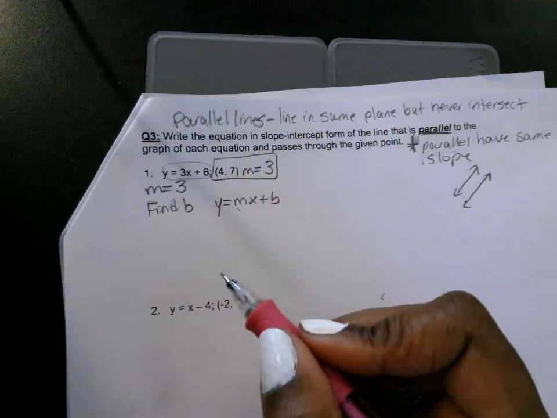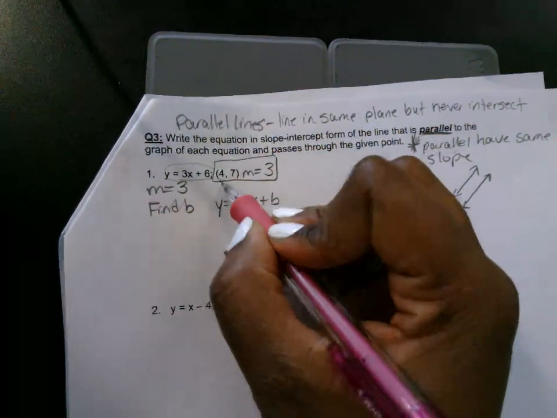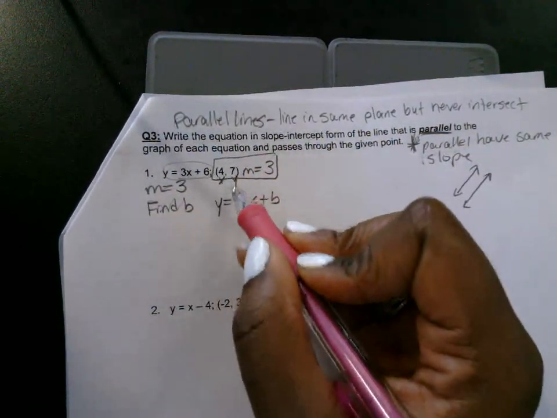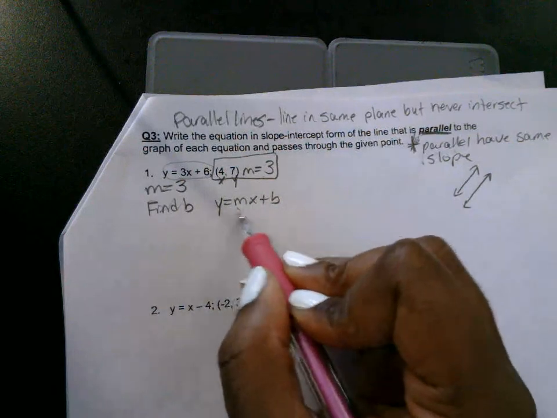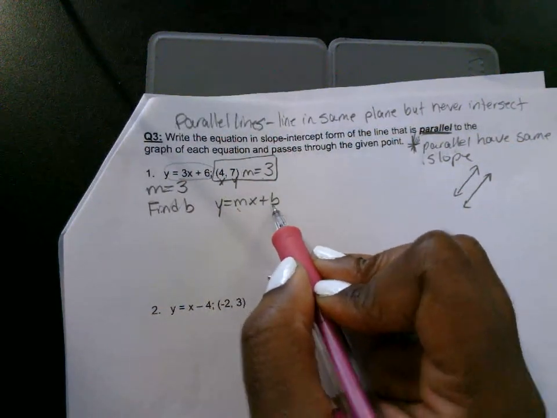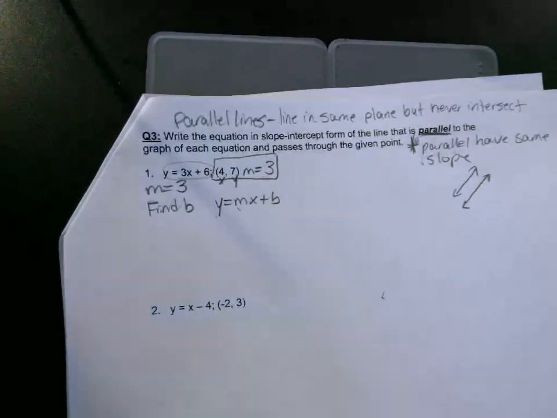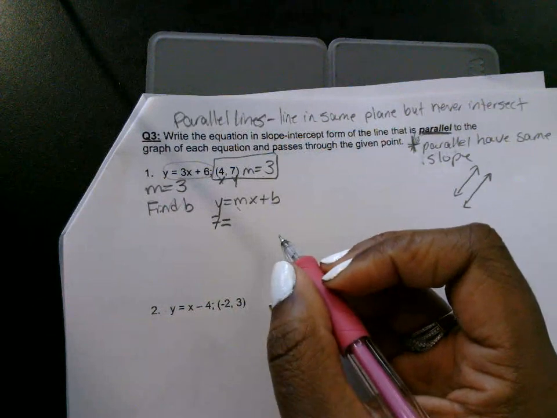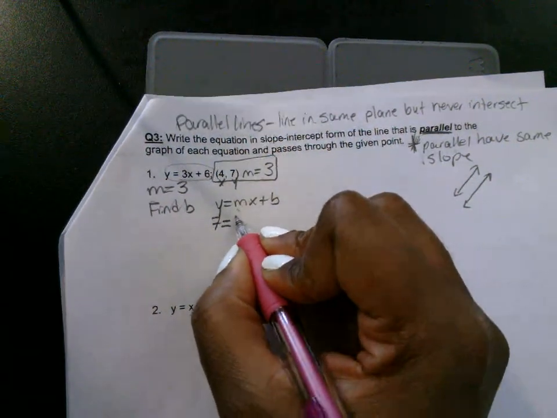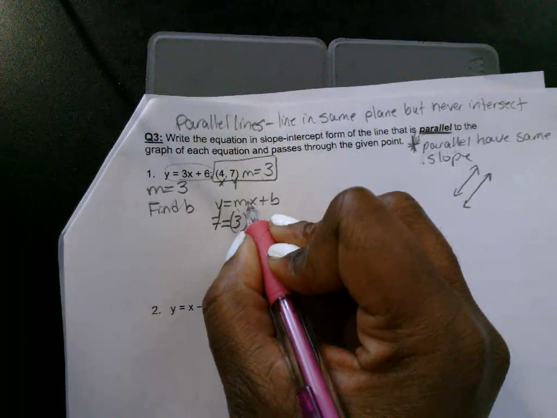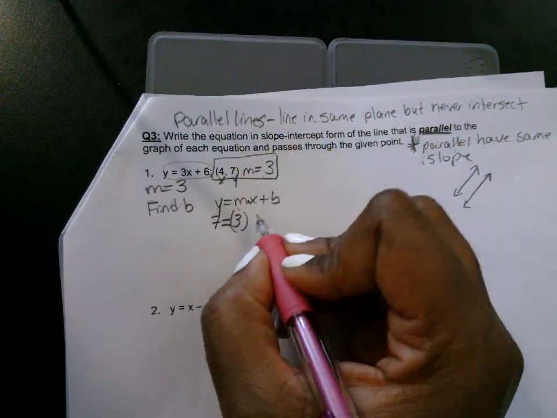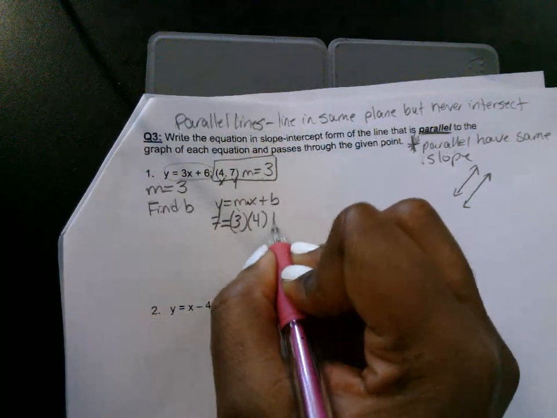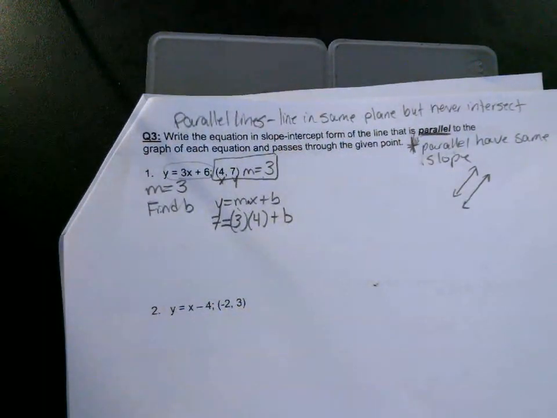Okay. So now we have a point. We're given an x and a y. We're going to take these numbers and the slope and substitute them in the slope-intercept form to solve for b. So what number are we going to put in the place of y? 7. Bring down the equal. What number are we going to put in the place of m? 3. This is multiplication here. What number are we going to put in the place of x? The 4. And then we have plus b. So we substitute the information that's given, and now we're going to solve for b.